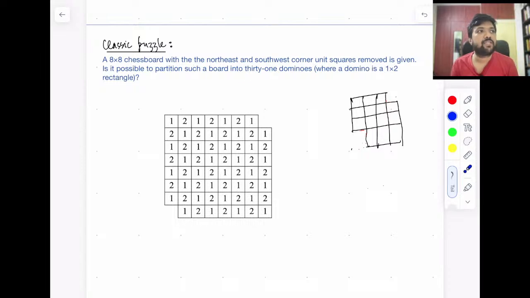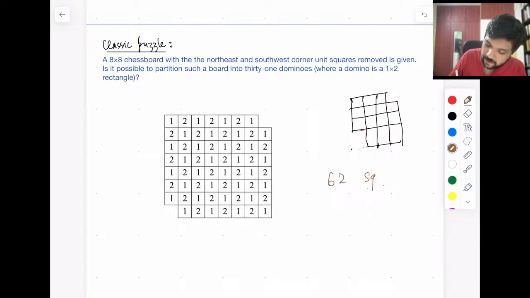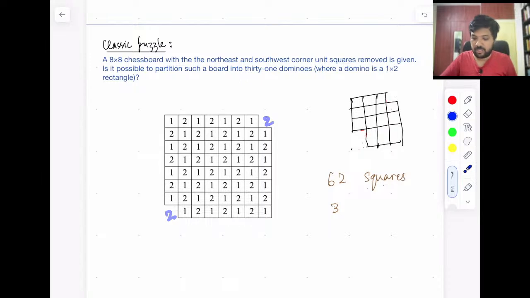If you notice, out of 64, there are totally 62 squares. The 1 2 is like a color, basically black and white. The number of 1s is essentially 32. Out of 64, there should have been 32 1s and 32 2s, but two 2s have been removed. A 2 here and a 2 here have been removed. So there are 30 2s and 32 1s.